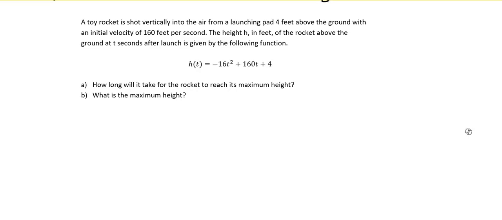A toy rocket is shot vertically into the air from a launching pad 4 feet above the ground with an initial velocity of 160 feet per second. The height, h, in feet of the rocket above the ground at t seconds after launch is given by the following function. How long will it take for the rocket to reach its maximum height, and what is the maximum height?